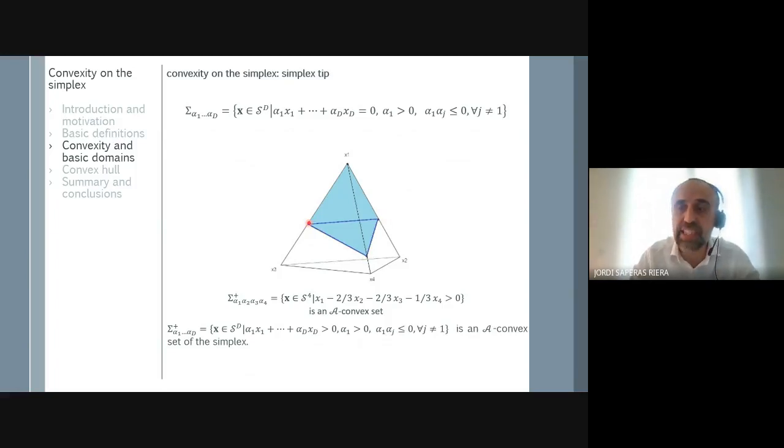In this case, this hypersurface splits the simplex into two regions, the upper region and the lower region. The upper region is a convex region. As in the previous case, the simple hypersurface, the key point of the proof is the Holder inequality.